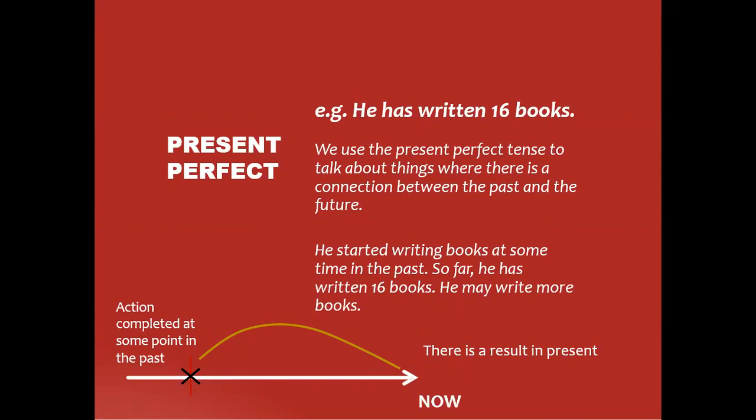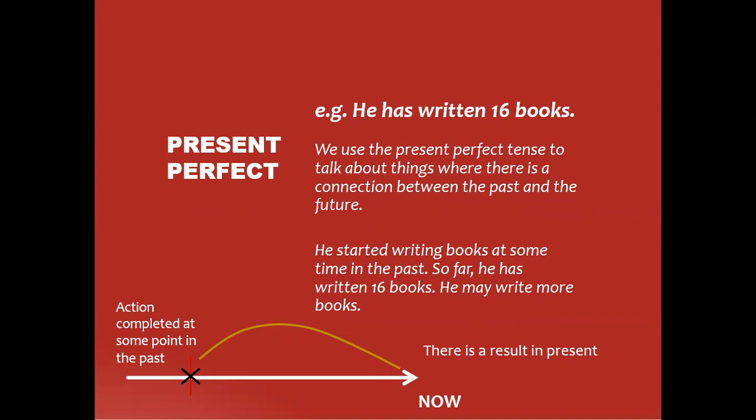An action completed at some point in the past has continued to the present, and there is a result in the present, and it may continue to the future. In that situation, present perfect simple is used. Study the example. He has written 16 books. He started writing books at some time in the past, and he has written 16 books, and he may write more books in the future.